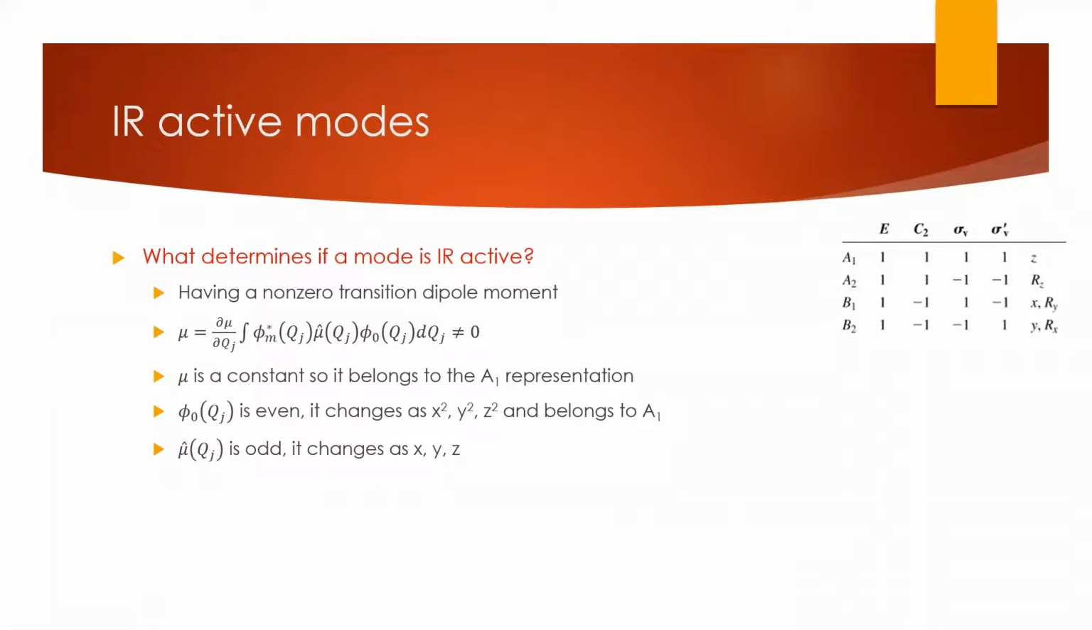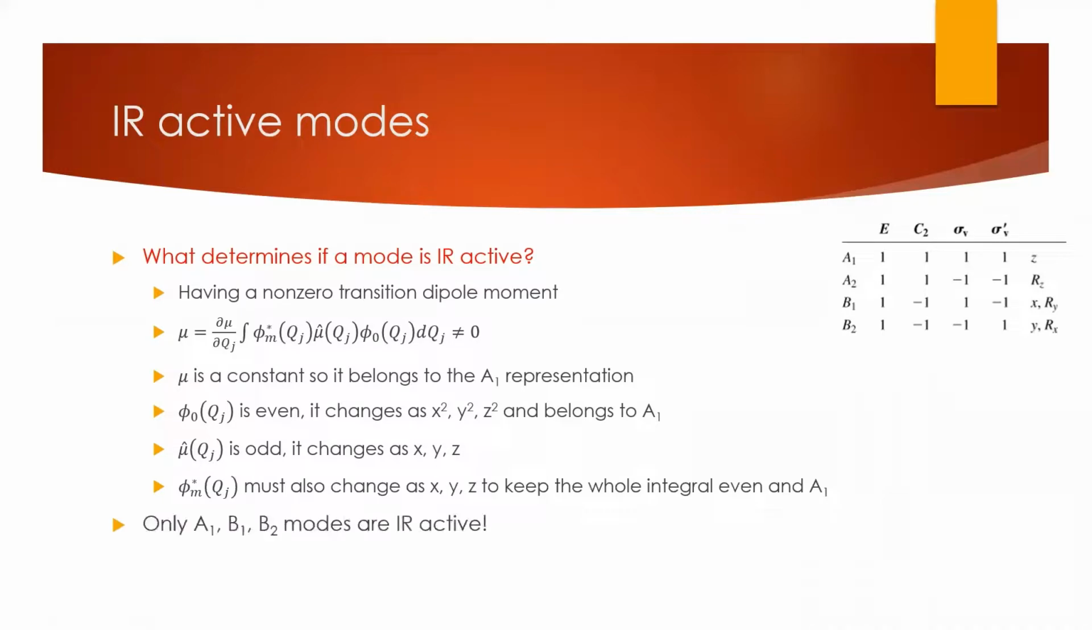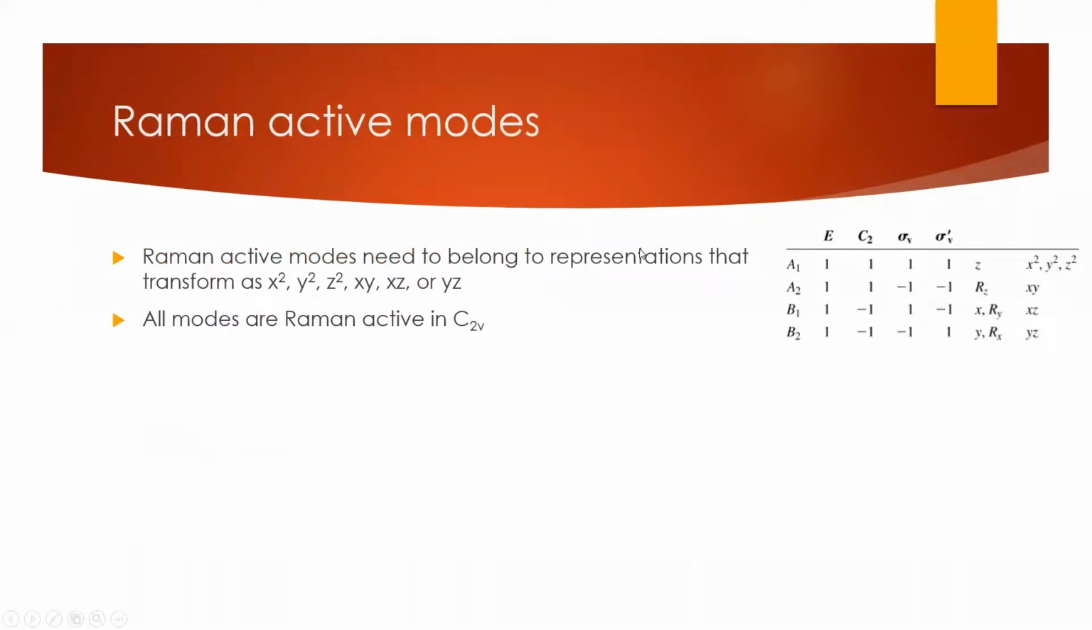So for the C2V point group, that means that only modes of the A1, B1, or B2 representations are IR active. Now for our C2V point group for water, all of the vibrational modes satisfy this requirement. So we had two A1 modes and one B2 mode. Both of those have a basis as in z or y, so they are IR active. We can do a similar thing for Raman.